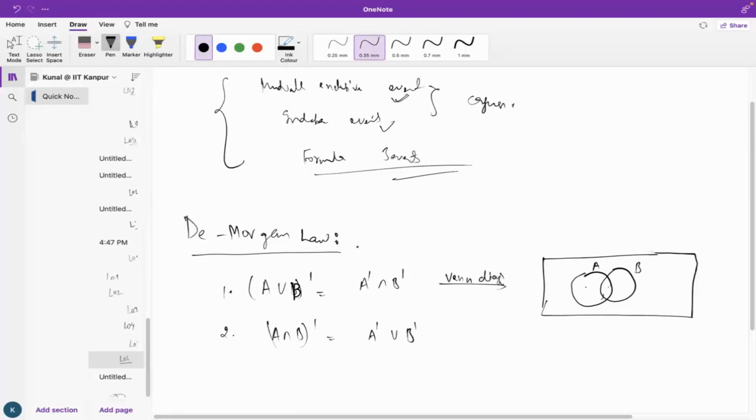So this is the reason which I am talking about. These are the regions in which we are talking about, neither A nor B, the region outside A and B. Okay, so this is the region of which we are talking about.